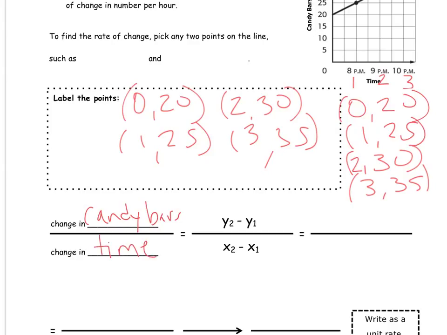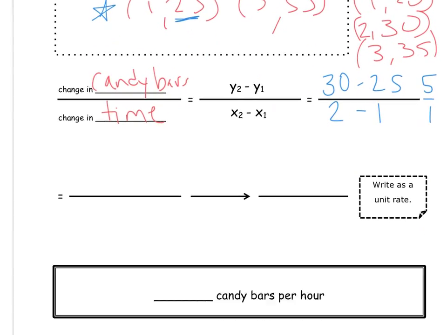Okay, so let's pick two numbers that are back to back. I'm going to do 1 and 2, the first and second hour. So look at your y. For the first and second hour, we're just going to focus on the y. We're going to use this one here and this one here. So look at your y right now. We're going to do 30 minus 25. And then the x for that one would be 2 minus 1. Well, 30 minus 25 is 5, and 2 minus 1 is 1. So basically it's saying that every hour they're selling 5 candy bars. So let's scroll down right here.